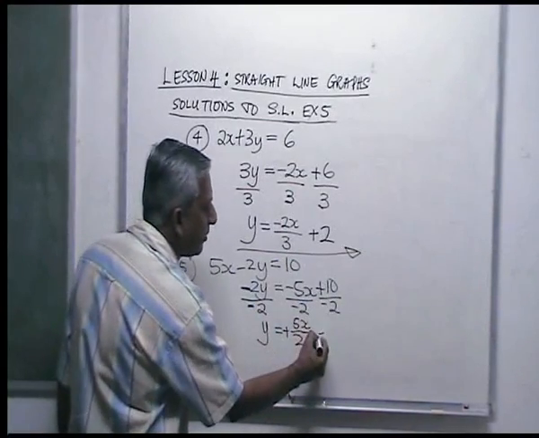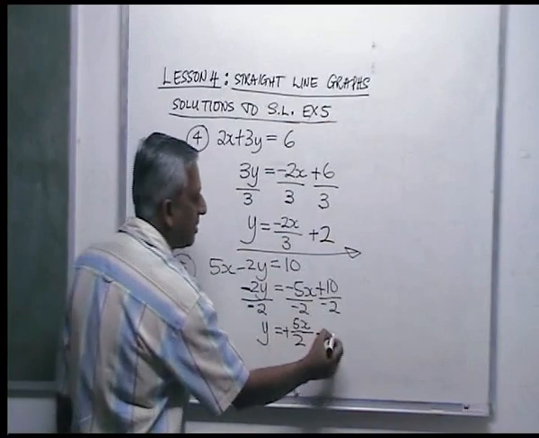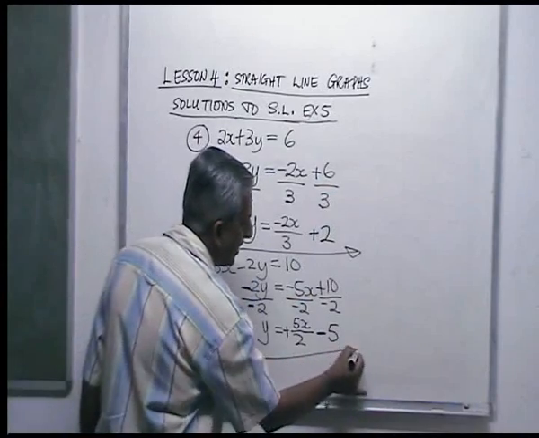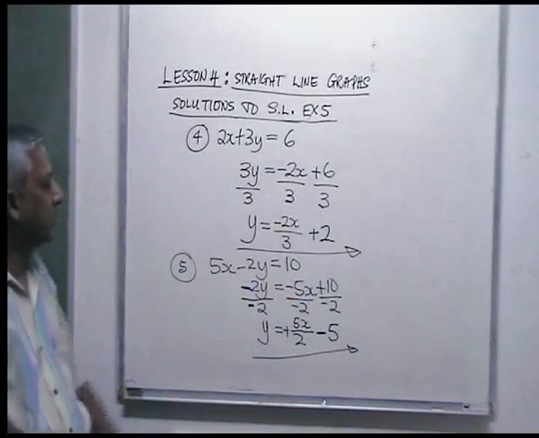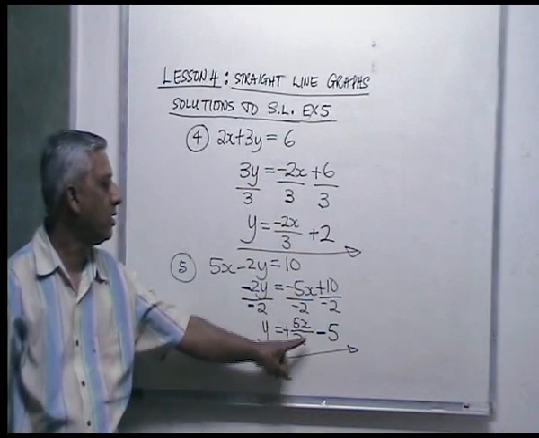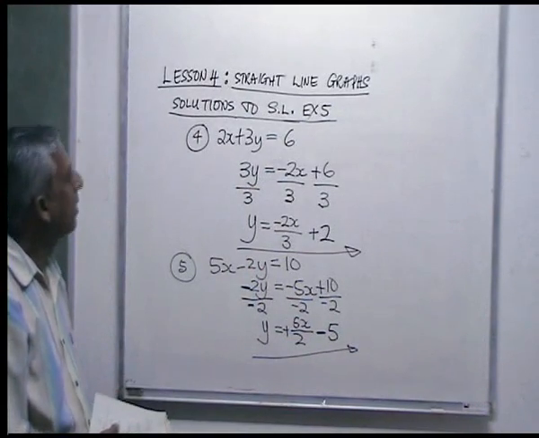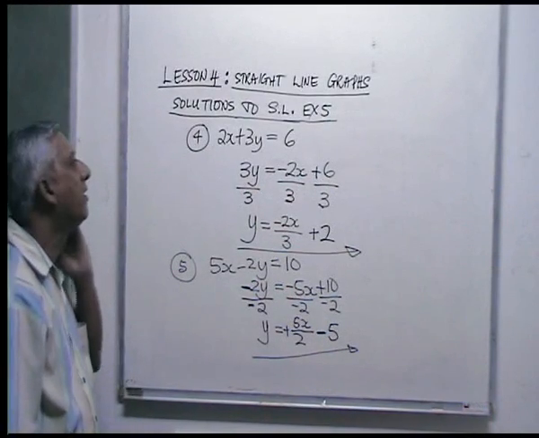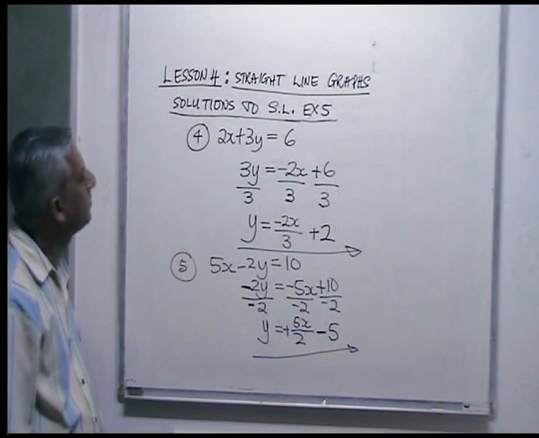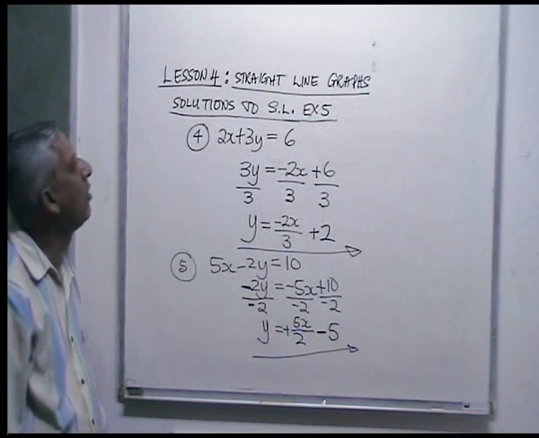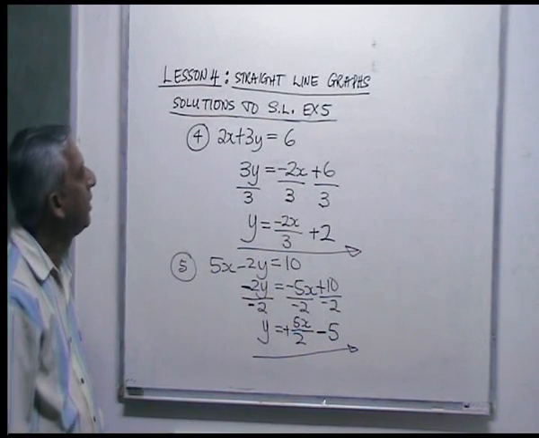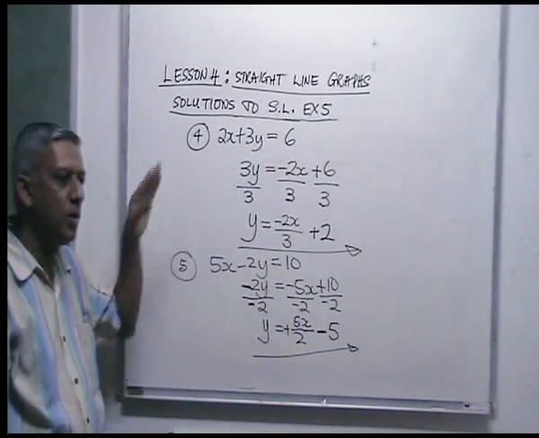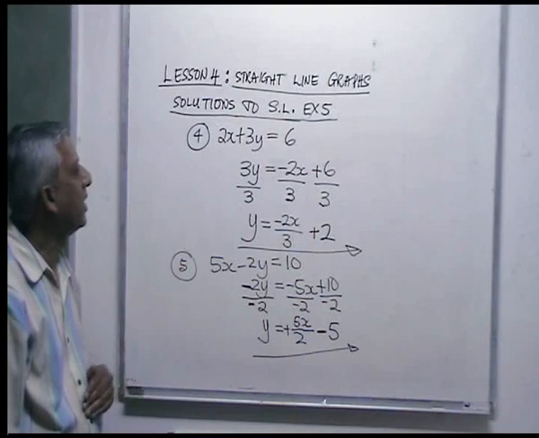Now, plus divided by minus will give you minus. And 10 divided by 2 will give you 5. So there's your final answer. In standard form, y is equal to plus 5x over 2 minus 5. Alright, so that brings us to the end of solutions for exercise 5. And what we're going to do now, we'll move on to lesson 5, where we'll give you an equation which is not in standard form, and then you will have to draw the graph of that equation.